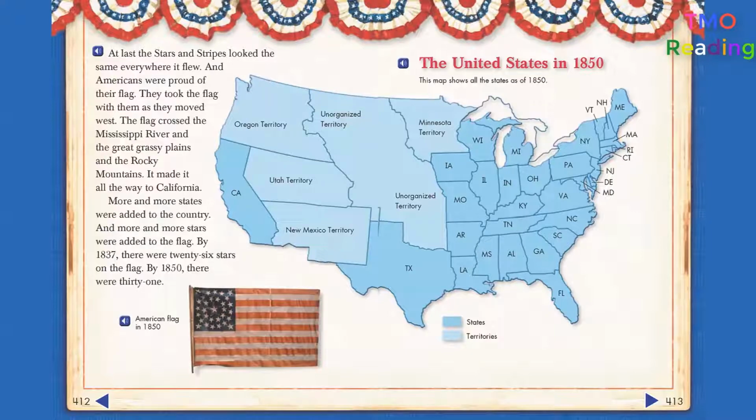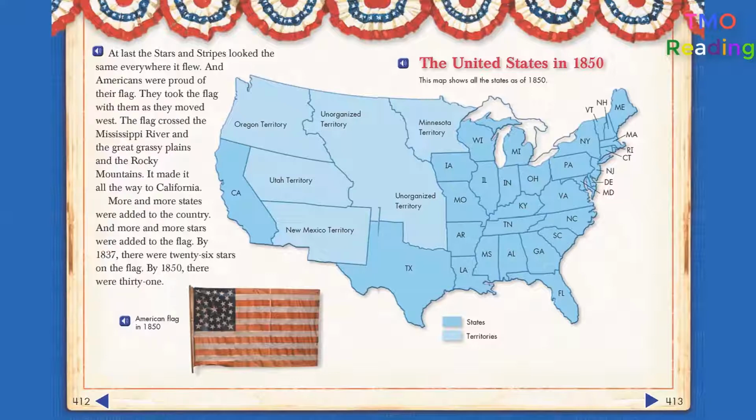They took the flag with them as they moved west. The flag crossed the Mississippi River and the great grassy plains and the Rocky Mountains. It made it all the way to California. More and more states were added to the country, and more stars were added to the flag. By 1837, there were 26 stars on the flag. By 1850, there were 31.